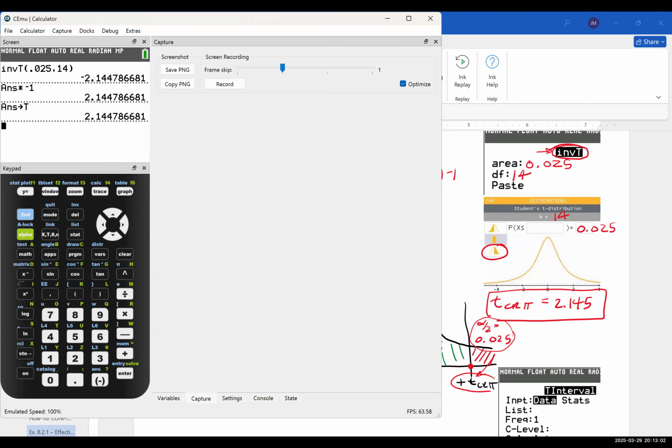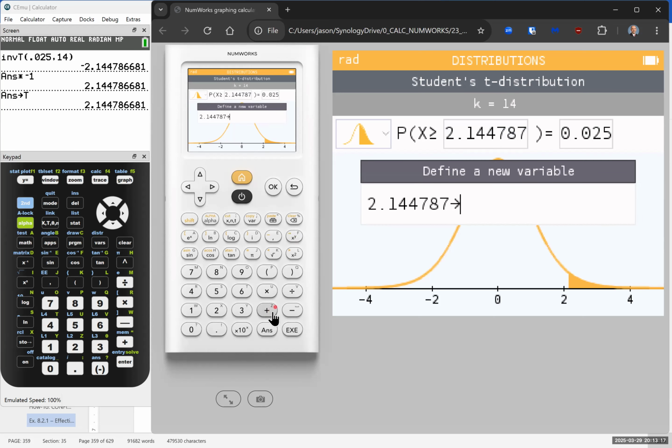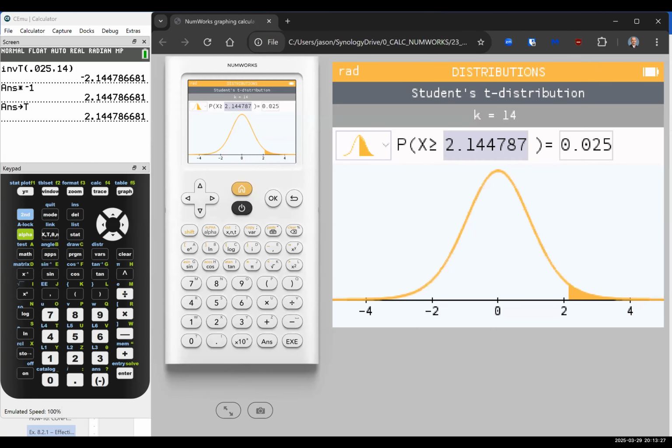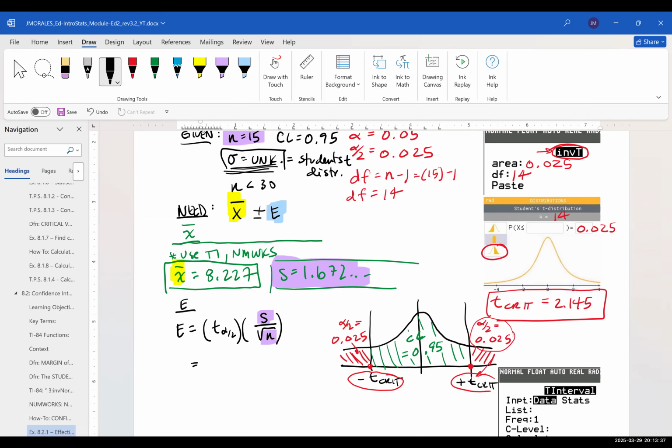I want to do the same thing here. So shift, and then the X to the Y key that has this right-facing orange arrow. And I want to put that in letter T as well. So that's going to be shift alpha 6. There we go. All right, so that's our value of T. Now we just need the sample standard deviation and then the square root of n, which is going to be the square root of 15.